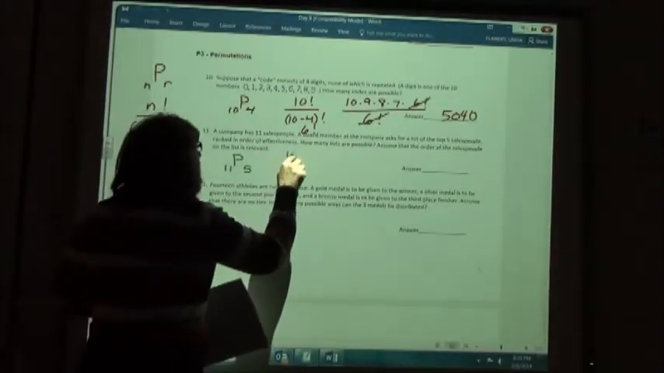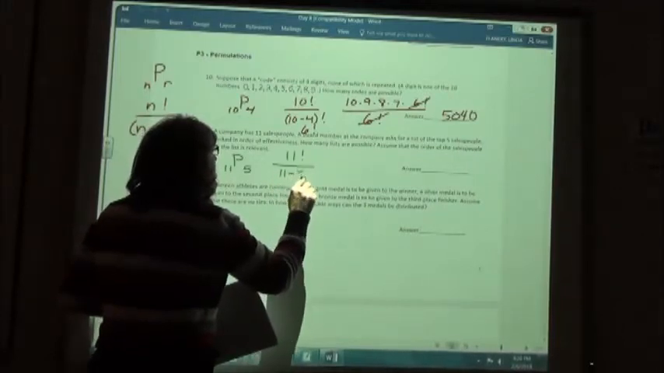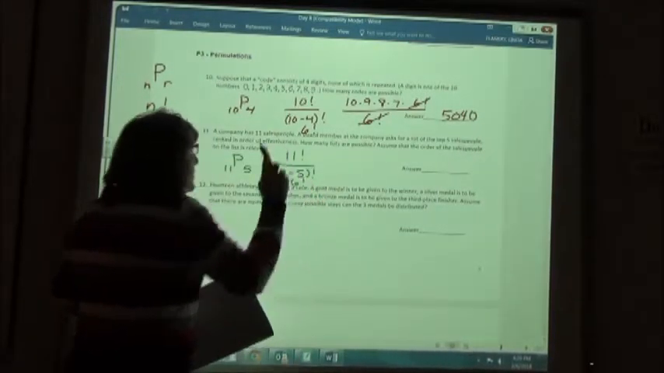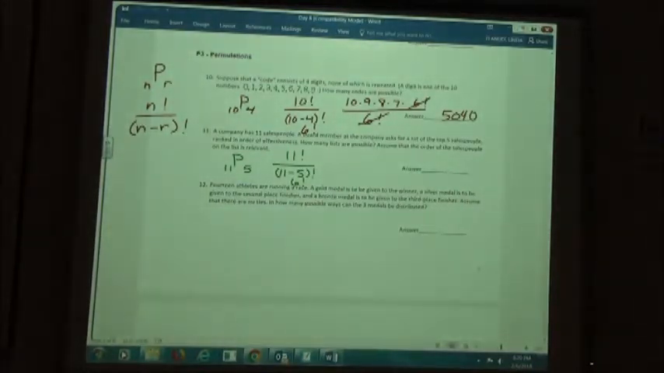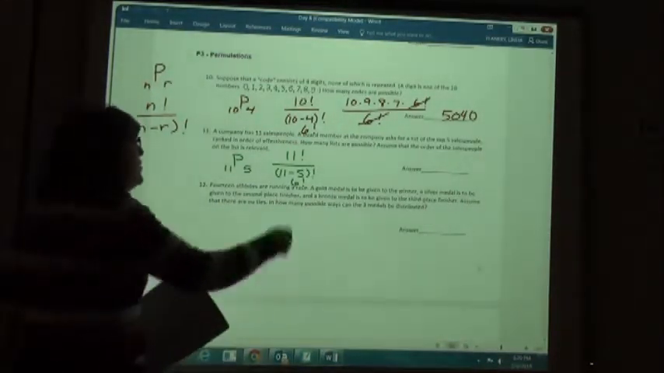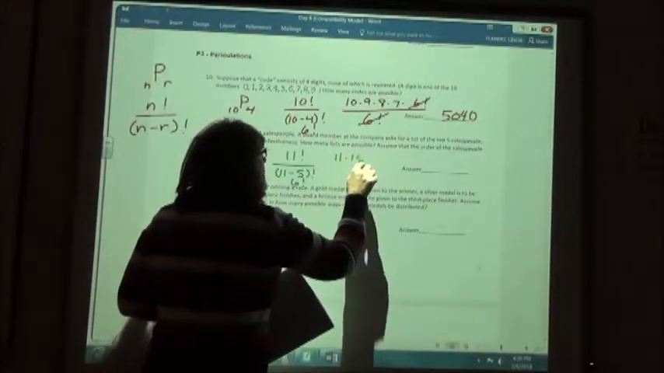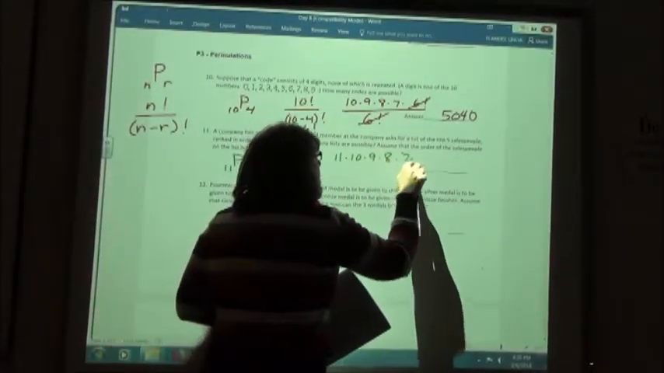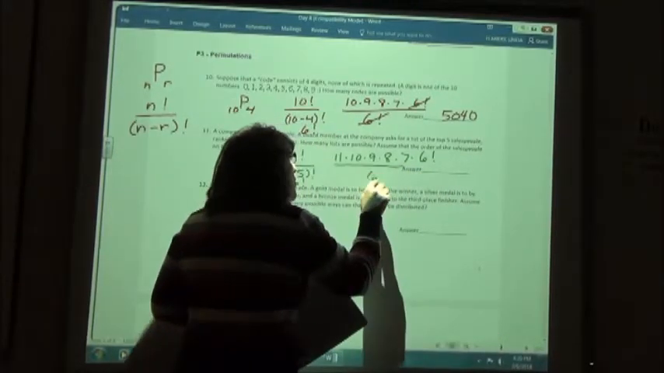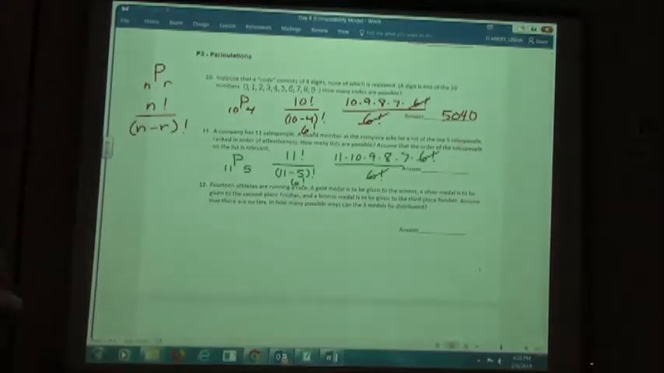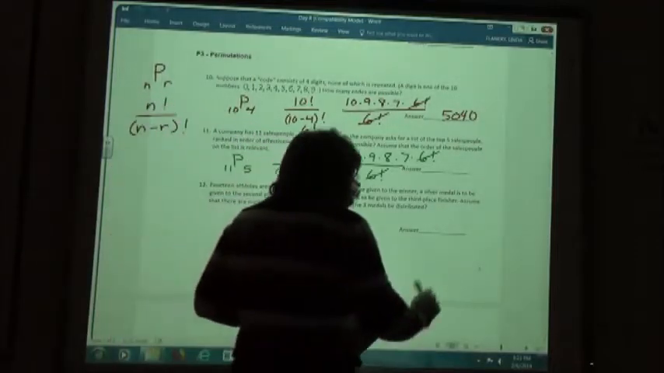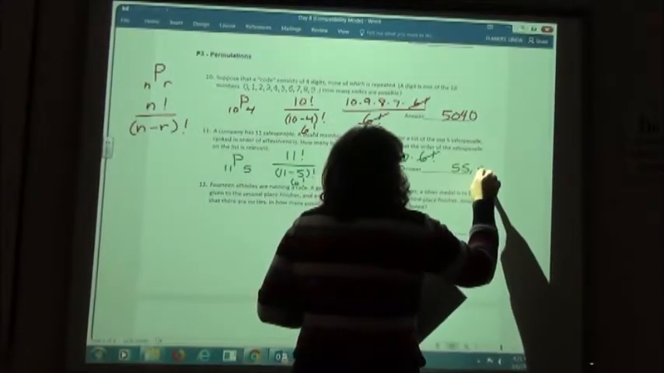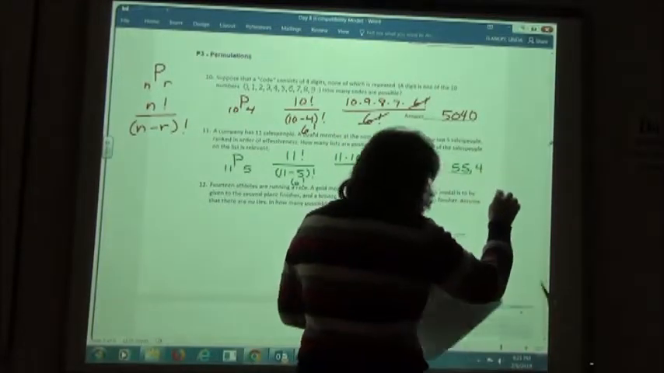And so we're going to do 11 factorial divided by 11 minus 5 factorial. 11 minus 5 will give us 6 factorial, right? So starting with the 11, 11 times 10 times 9 times 8 times 7 times, there's my 6 factorial that I'm going to be able to cancel off my list. So we end up taking 11 times 10 times 9 times 8 times 7, which is 55,440.